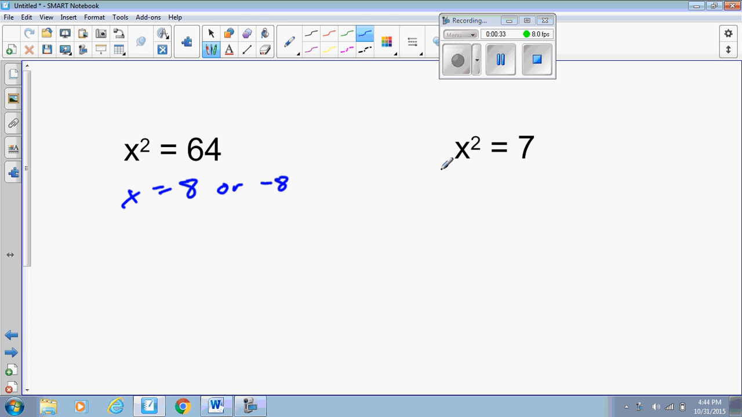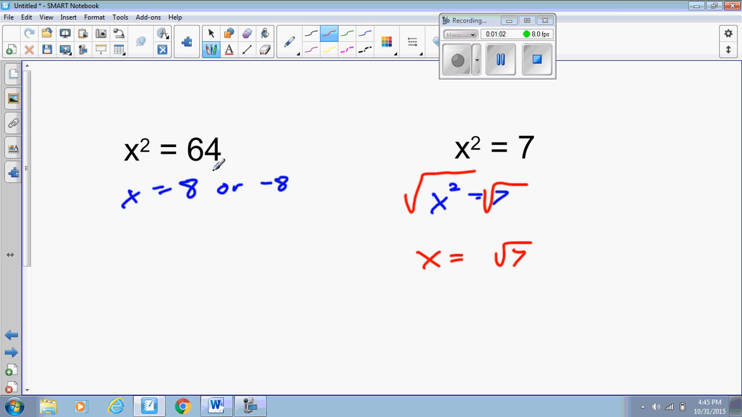And that leads us to something like this one over here on the right. X squared equals 7. We don't have a perfect square root of 7, but that doesn't mean there isn't a value for that. It's just an irrational number. And we're going to go back to a rule that we had. In order to get rid of the square, what we want to do is take the square root of both sides. So x squared equals 7. What we do is take the square root of both sides of the equation. So we get x equals the square root of 7.